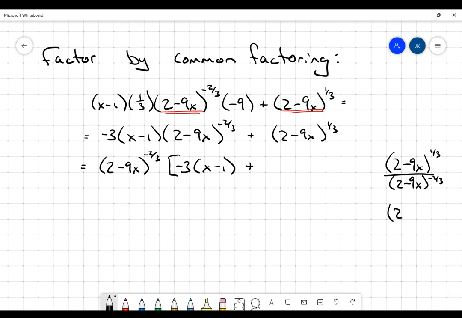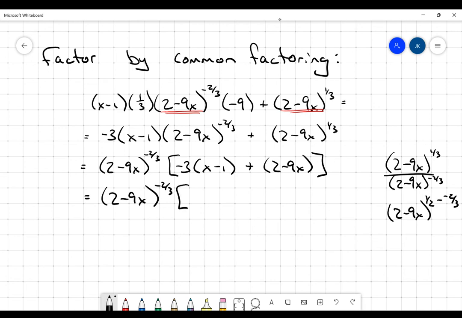And the trick is to remember that it's going to be 1/3 minus -2/3. Where we tend to bump into problems here is people forget that the minus a negative becomes addition, so that becomes 2 minus 9x to the 1, which is excellent. That's what I was hoping it would look like. So now we get 2 minus 9x to the -2/3.